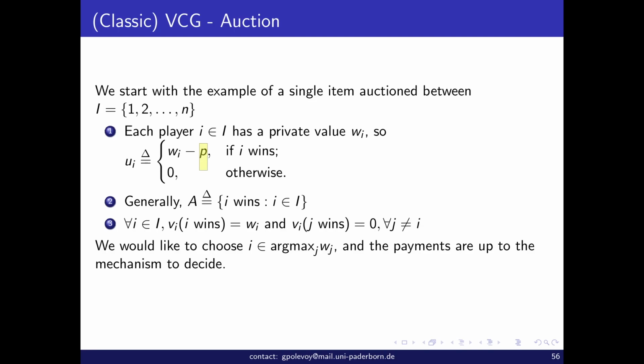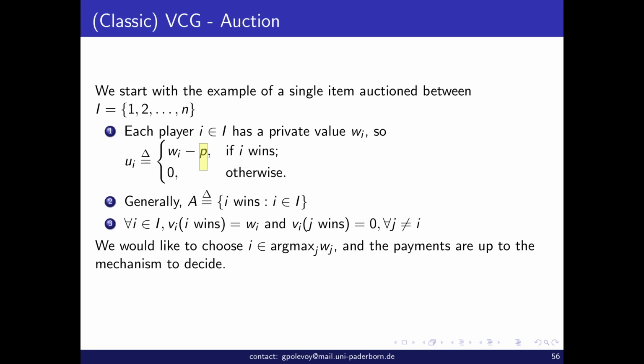We would like to choose a player with the maximum value. Maybe there are several, but we want to choose someone with such a value in order to optimize the social welfare, which here is defined as the total sum of the values, not the utilities, because we don't care about the payments now, but the sum of the values. However, the payments are free, so we can. I didn't mean that they are free. I mean that we are not limited in how much and what we charge. So that's the freedom of the mechanism.